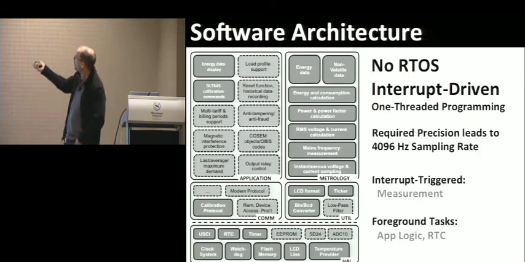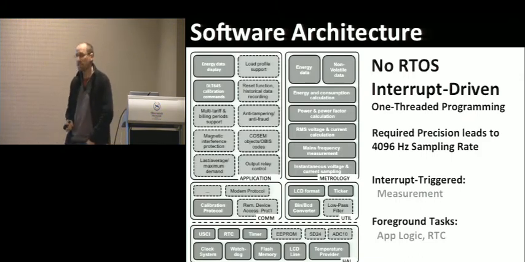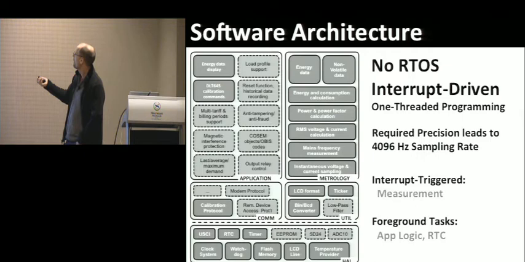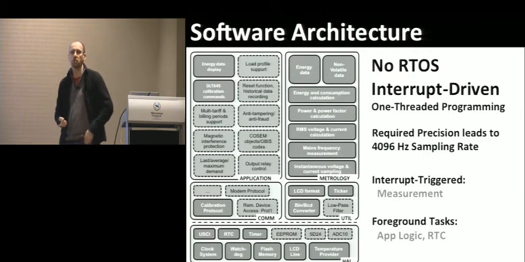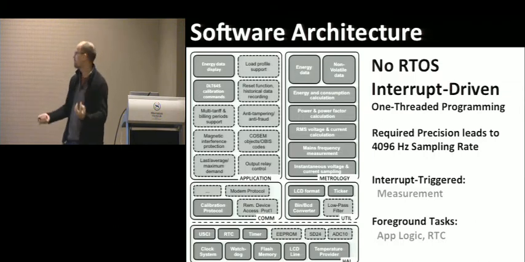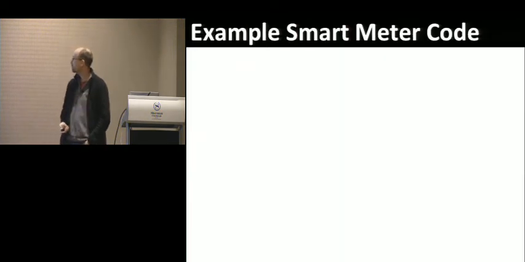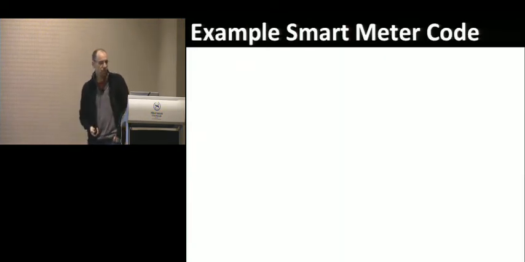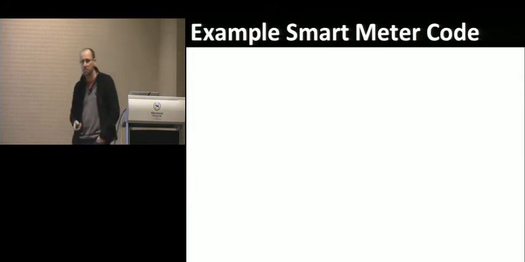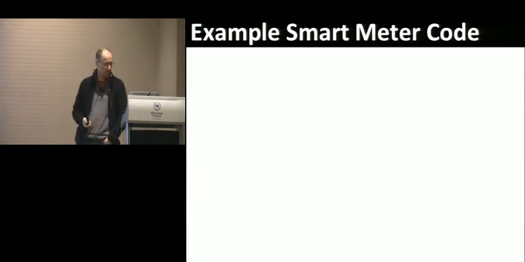The whole thing is without an RTOS, without a real-time operating system, and it's what's called a one-threaded programming model. So it's essentially a piece of code that is driven by interrupts, and the interrupts are triggered at the sample rate that is necessary to do the precision computations we need to do. I have a few screenshots of the extensions we've used so you can get an impression of how this stuff works.